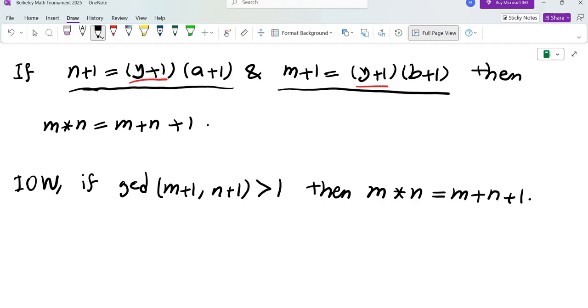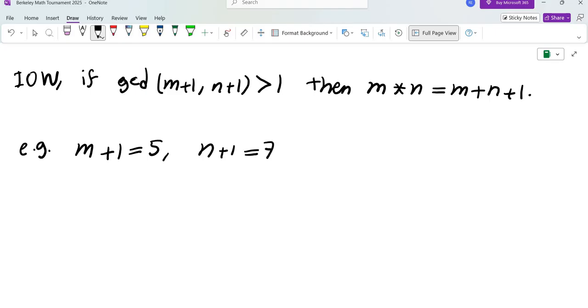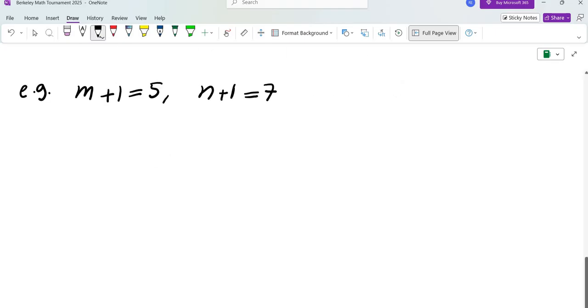But if this GCD is not 1, then how can we evaluate m star n? So for example, let's say m plus 1 is 5 and n plus 1 is 7. If I want to evaluate 4 star 6, then one way would be to think about how we can break down this 4 and 6 into stars.